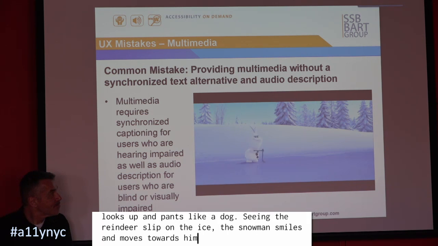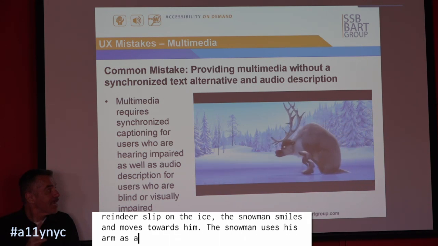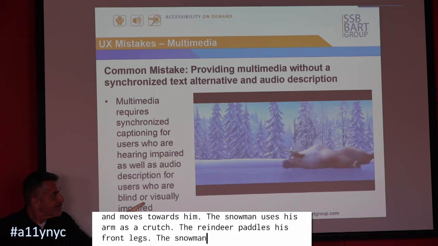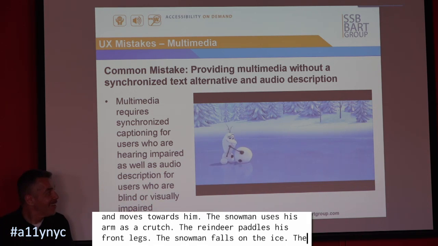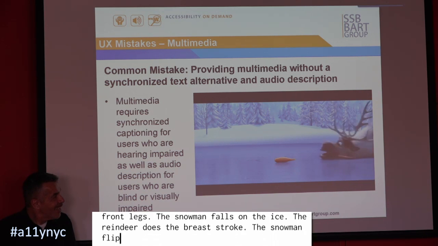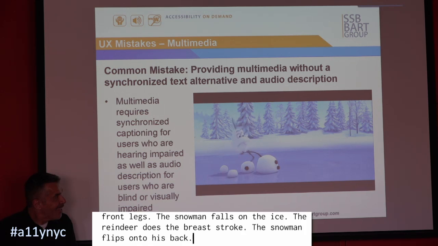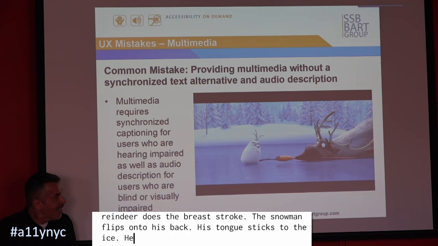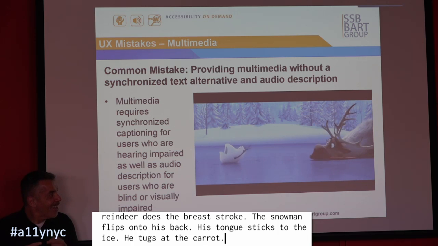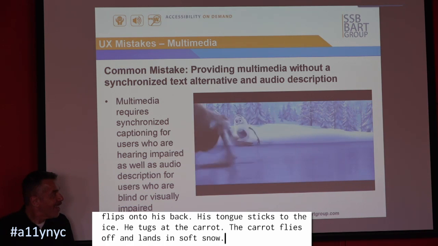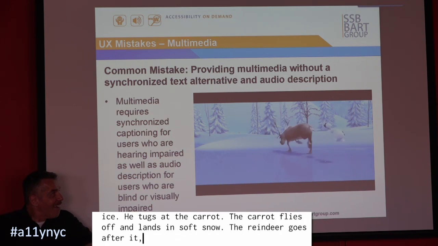The snowman uses his arm as a crutch. The reindeer paddles his front legs. Head over heels, the snowman crawls along the ice. The reindeer does the breaststroke. The snowman rolls his body, but flips onto his back. The reindeer's tongue sticks to the ice. The snowman holds his head. Twig arm and reindeer lips tug at the carrot. The carrot flies off and lands in soft snow. The reindeer goes after it with the snowman and his body parts hanging on his tail.